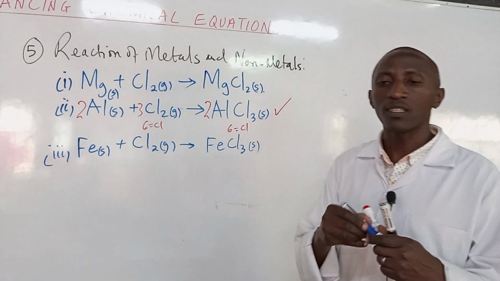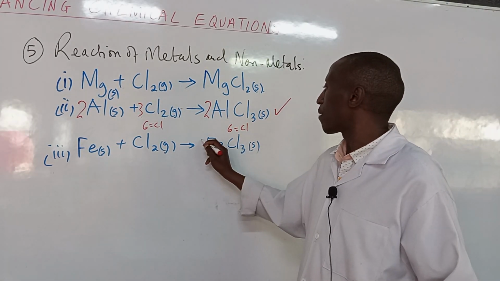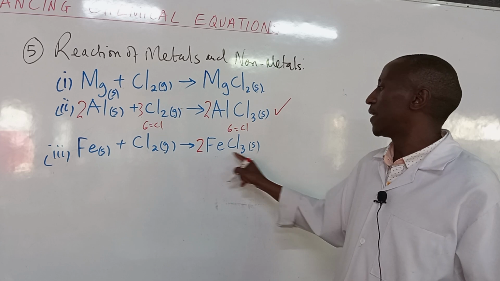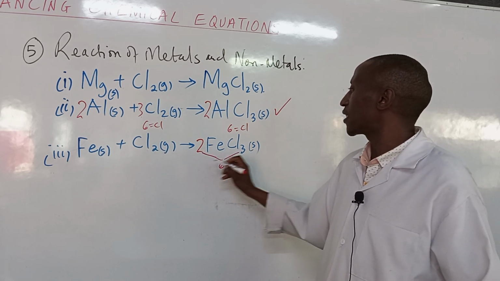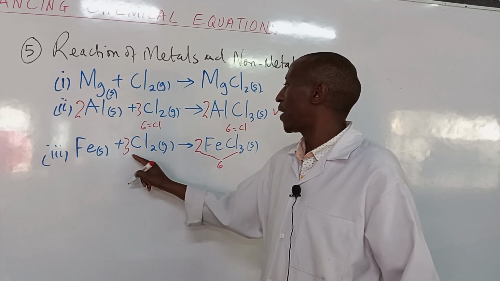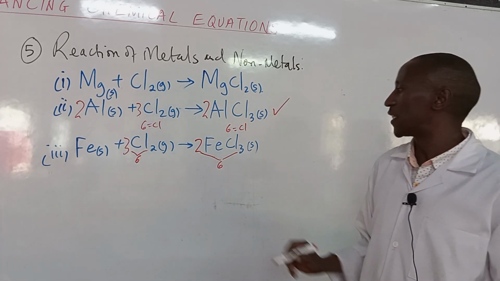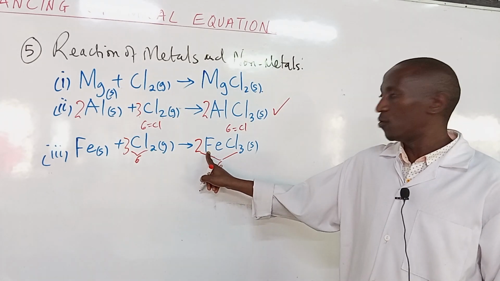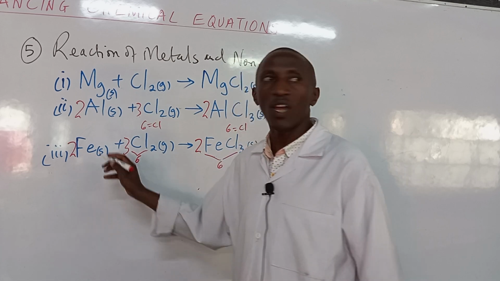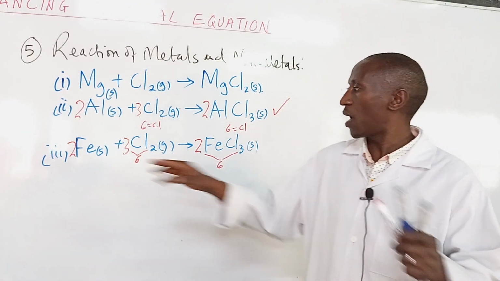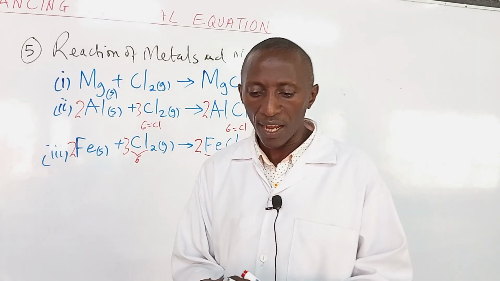So this requires balancing. We have 3 chloride atoms. So the common multiple between 3 and this 2 is a 6. 2 times 3 makes 6. So we have a 3 here, and that creates 6. 3 by 2 to make 6. The iron are 2, and that creates 2 here, and we have 2 iron atoms.